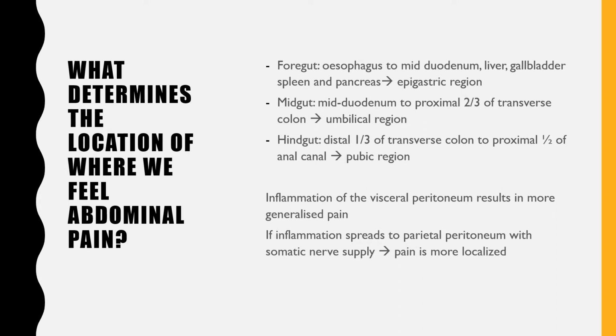Inflammation of the visceral peritoneum tends to result in more generalized vague pain in one of those above regions, whereas if inflammation spreads to the parietal peritoneum, which has somatic nerve supply, the pain becomes much more localized. An example of this is in acute appendicitis, when initially in early appendicitis, people tend to feel that periumbilical pain as just the visceral peritoneum is inflamed. But as the parietal peritoneum becomes more inflamed, the patient can then localize their pain more to the right lower quadrant.